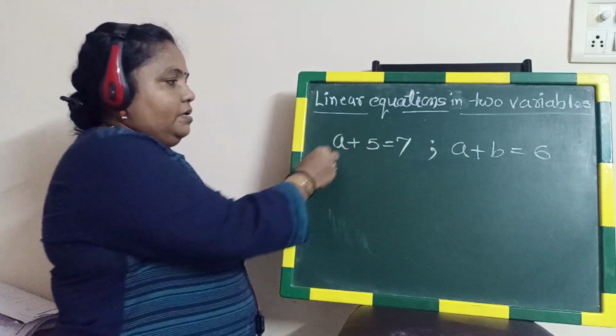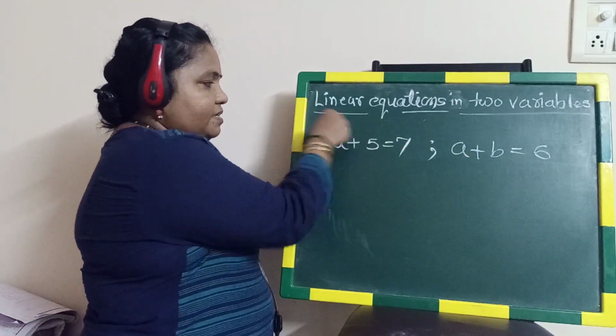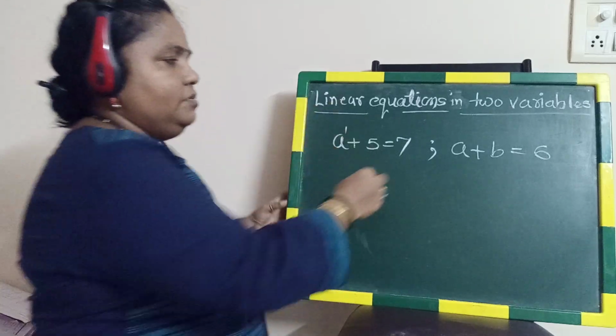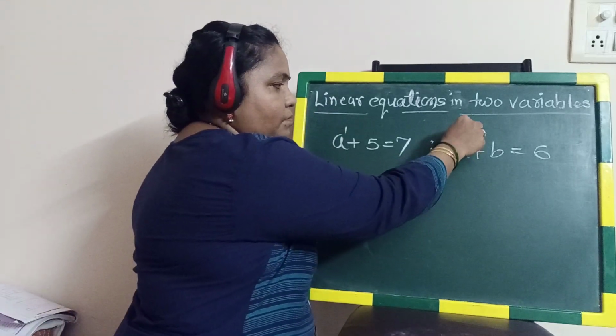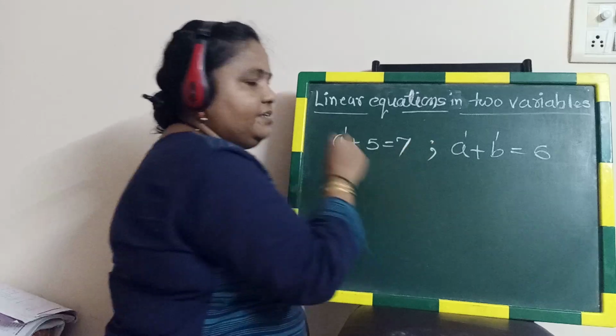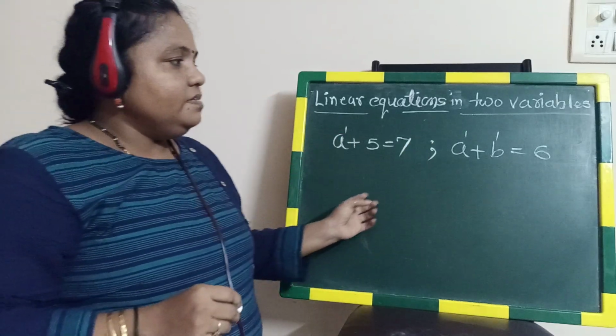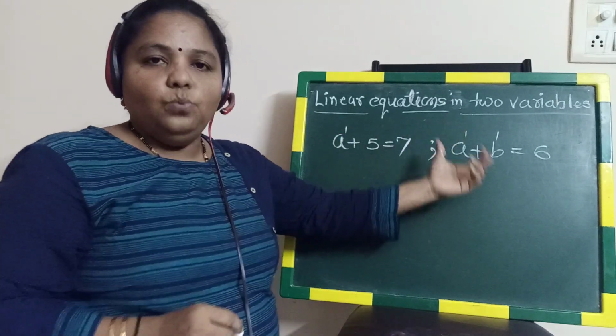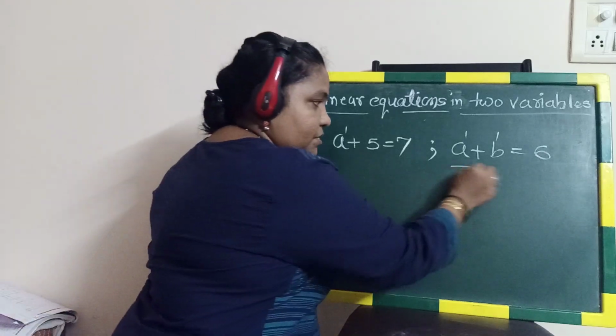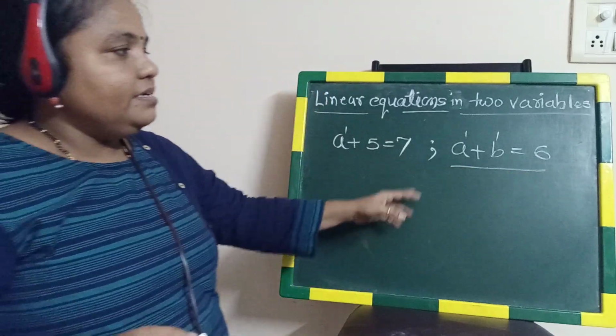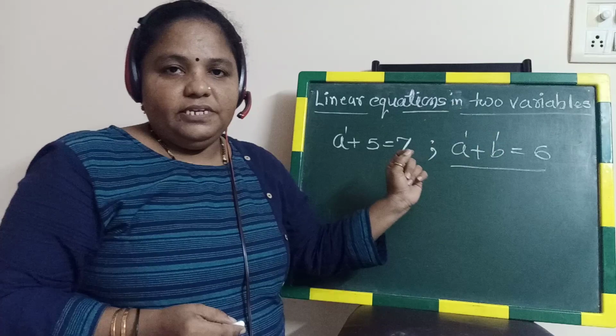Now here the degree of this variable is 1, and in the second equation also the degree of both the variables is 1 and 1 only. That means the highest degree of the variable is 1. So this second equation we can call a linear equation in two variables.